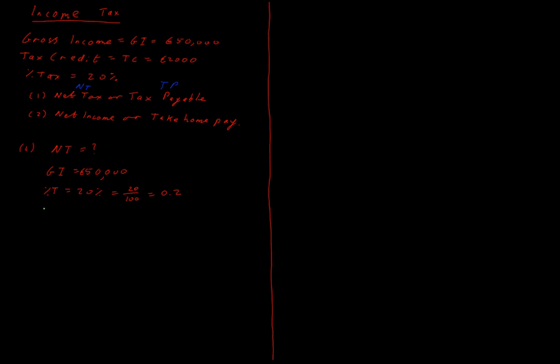Now, to get what's called the gross tax, the big tax, we're going to multiply, or effectively we're going to get 20% of our gross income. So we're going to get our gross income and we're going to multiply it by our percentage tax. So if we are earning €50,000 and we have to pay 20% tax, we're going to get 20% of €50,000, and that's called our gross tax.